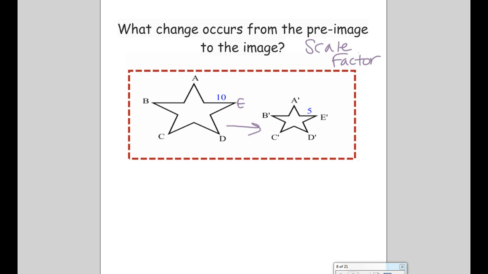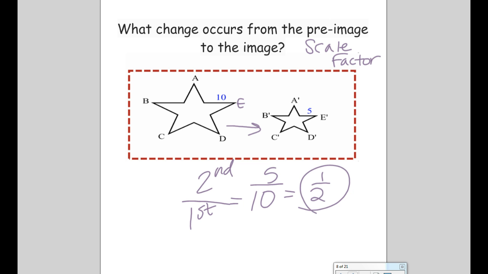No, I got to use this number and this number. 10 over 5. Right. We already tried 10 over 5. It got us 2. 5 over 10. Very good, Ava. So you always put the second number over the first number. What is 5 over 10? It's 1/2. And that's what we wanted all along.